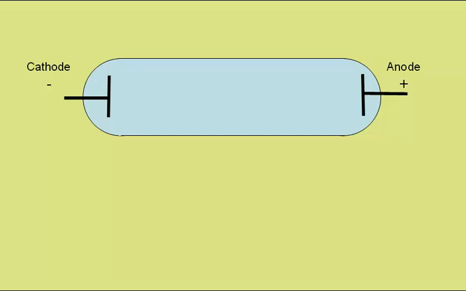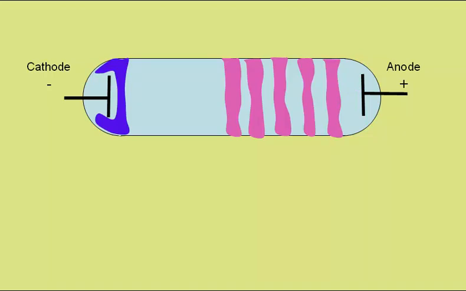Initially there was sparking between the two, but as the pressure was reduced, violet streamers appeared, like this. As the pressure is reduced further, pink regions, sometimes striped like this, appeared at the anode side, with a blue haze like this around the cathode. There were dark regions here, which was known as Crookes dark space, and here, known as the Faraday dark space.